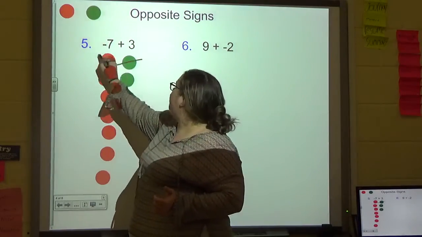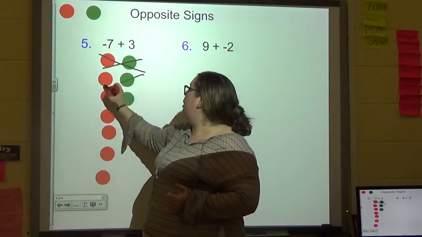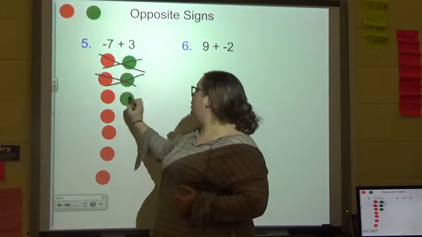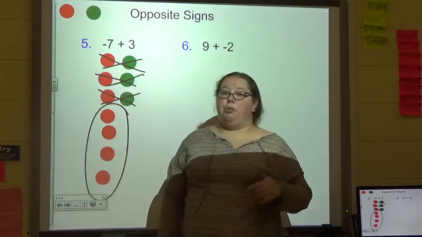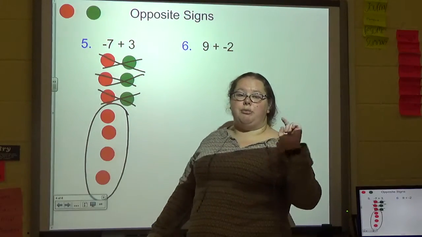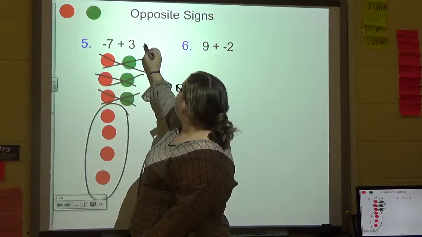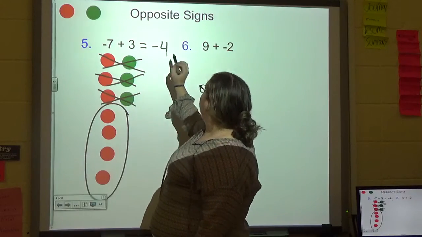So the red and the green cancel each other out, cancel each other out, cancel each other out. What am I left with? I'm left with 4 reds. And remember, red is negative. So we're left with -4.